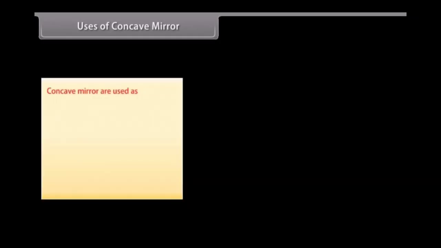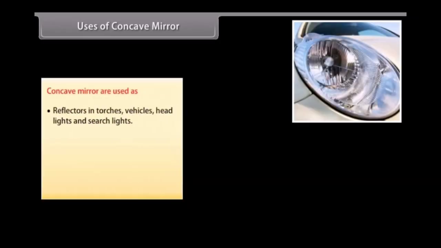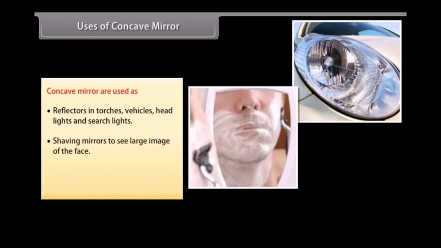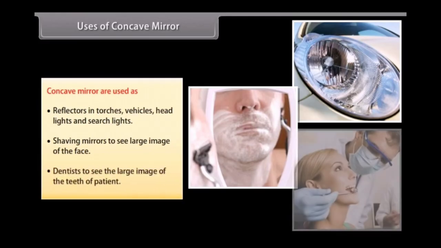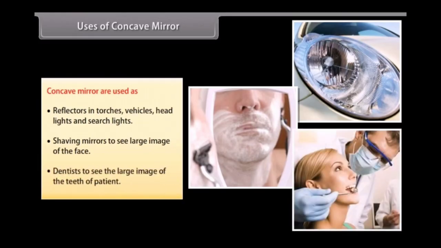Uses of concave mirror. Concave mirrors are used as reflectors in torches, vehicle headlights, and searchlights. Shaving mirrors, to see large images of the face. Dentists use them to see large images of the teeth of patients.